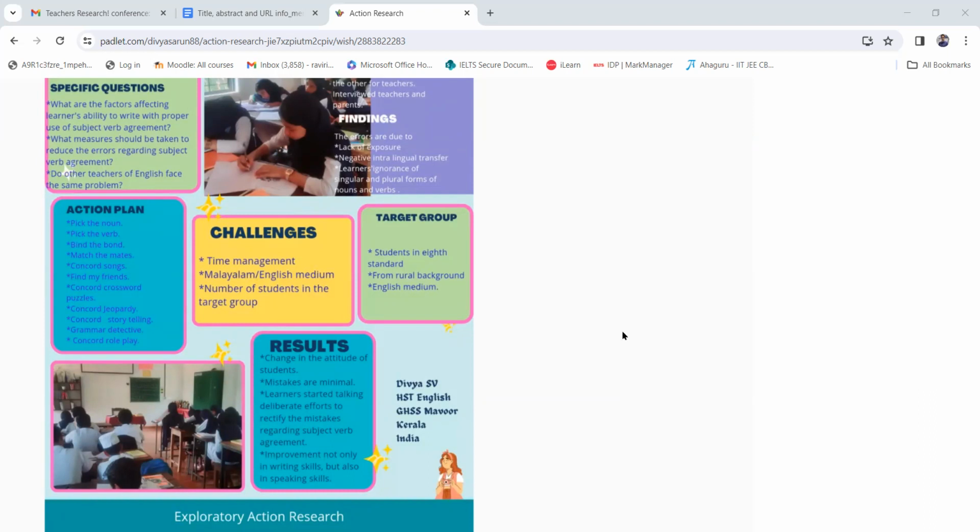And then the number of students was also a challenge. The target group was very small when I started the action research, but it was not possible to take them out of the class and conduct these activities. So I had to conduct all those activities in the classroom as a whole. So these were the challenges that I faced.